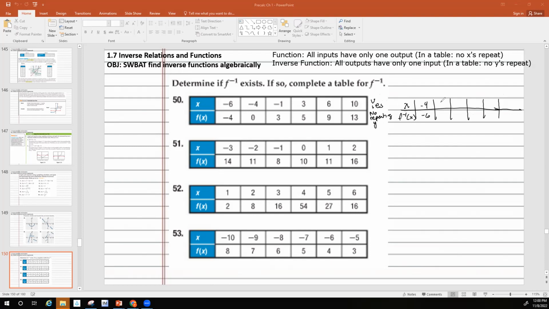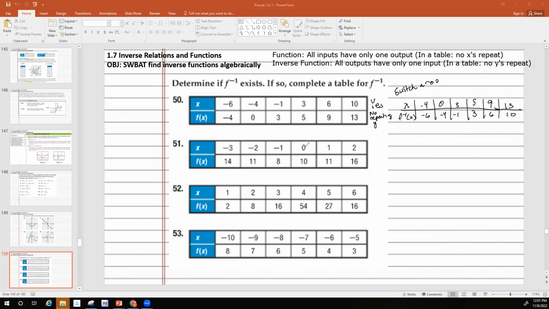Instead of negative 4 and 0, it's going to be 0, negative 4. Instead of negative 1, 3, it's going to be 3, negative 1. Instead of 3, 5, it's going to be 5, 3. Instead of 6, 9, it's going to be 9, 6. And instead of 10, 13, it's going to be 13, 10. And that's it. So you just switch them, the old switcheroo.